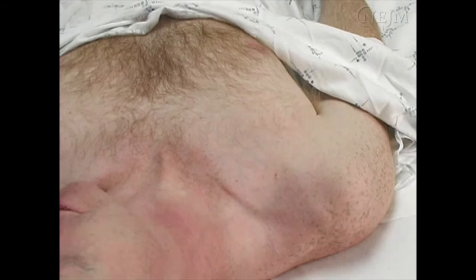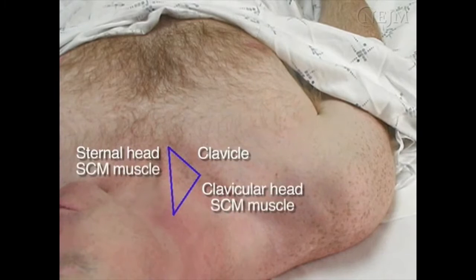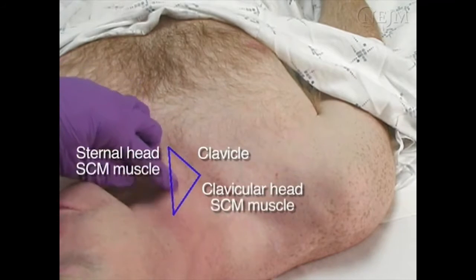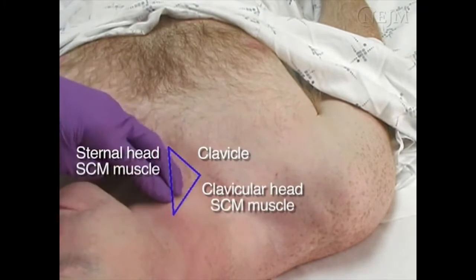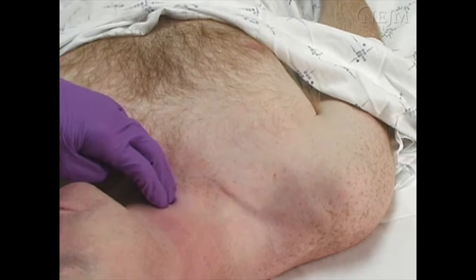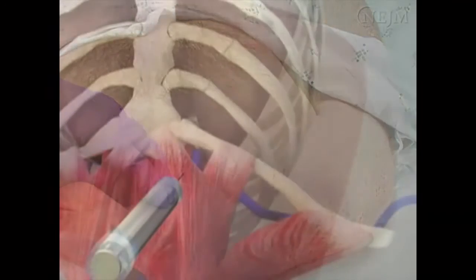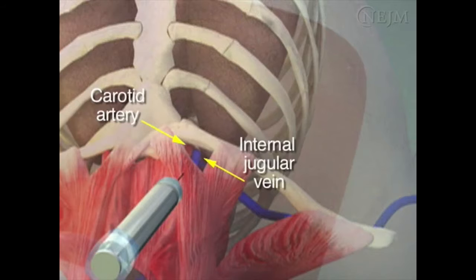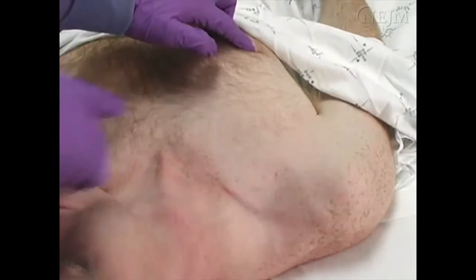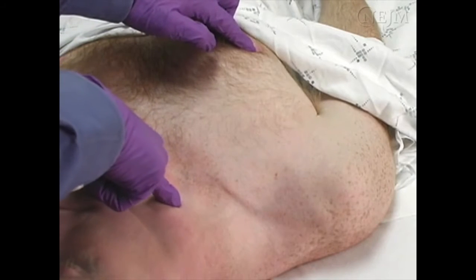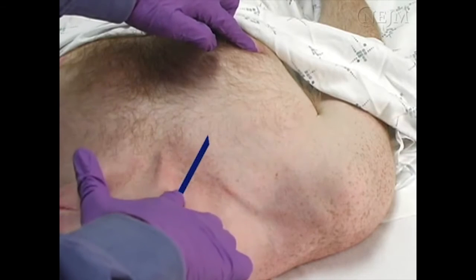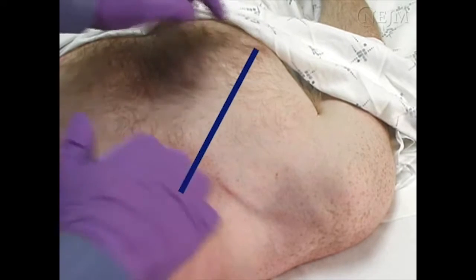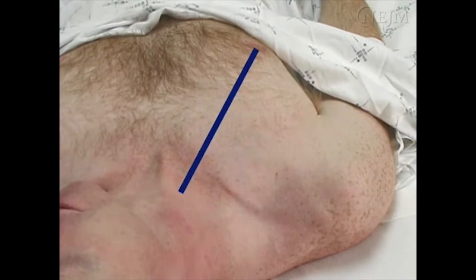Identify the triangle formed by the sternal and clavicular heads of the sternocleidomastoid muscle and the clavicle. Determine the location of the carotid pulse. The path of the vein runs just lateral to the carotid artery. The needle will enter the skin at the apex of this triangle just lateral to the carotid pulse and will be aimed toward the ipsilateral nipple.